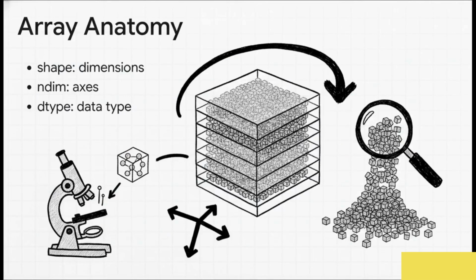Once you've created an array, you need to understand its anatomy. You can check .shape to see its dimensions, .ndim for the number of axes, .size for the total element count, and .dtype for the data type. Make it a habit to check these, especially dtype, because whether you're storing a 32-bit integer or a 64-bit float matters hugely for your memory usage and mathematical precision.